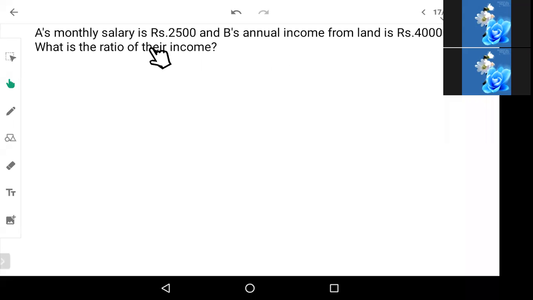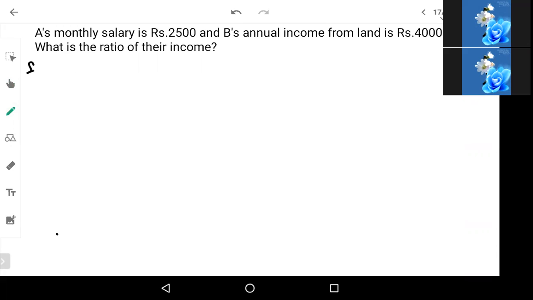Now, since it is in different units, that is, one is on a monthly basis and one is on the annual basis, let us convert one of them to the other value. So we will be converting the monthly salary to the annual pay so that we will get both as annual and we will be able to compare the two incomes. Okay, so let us write down.